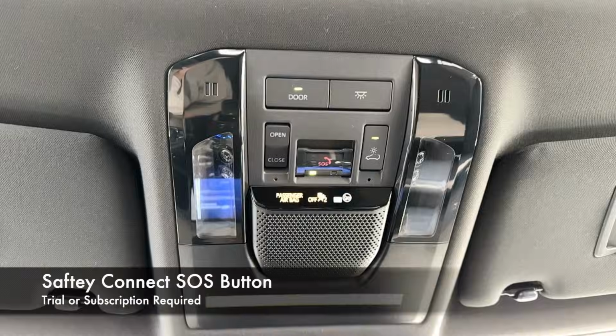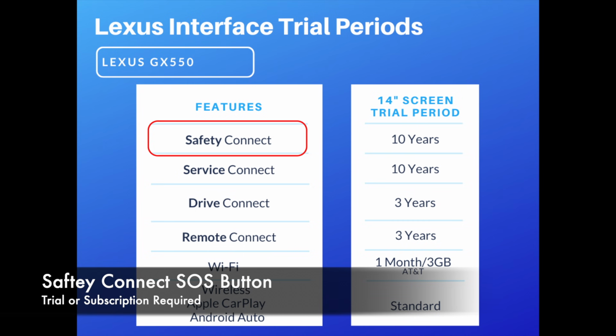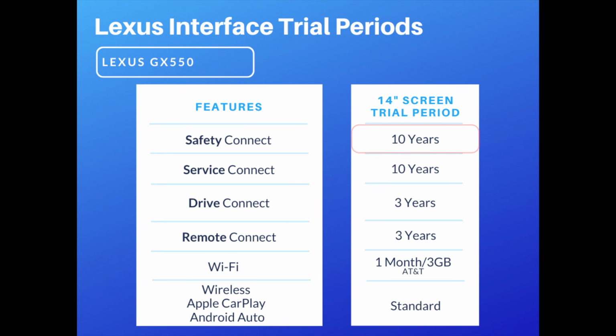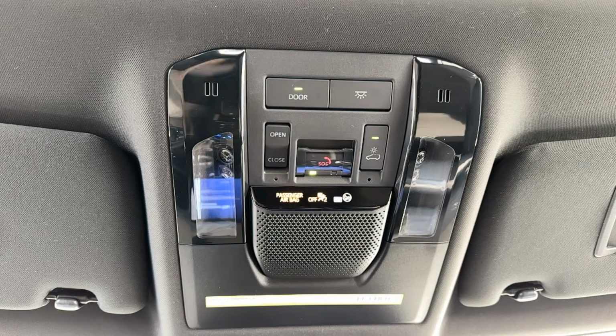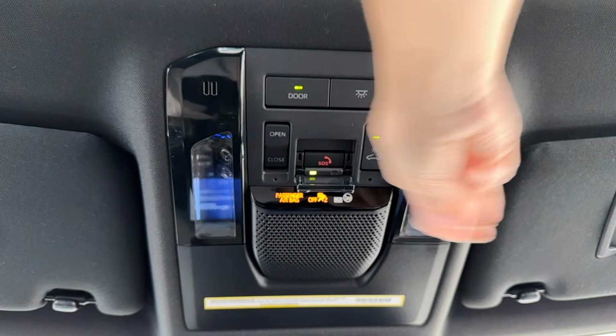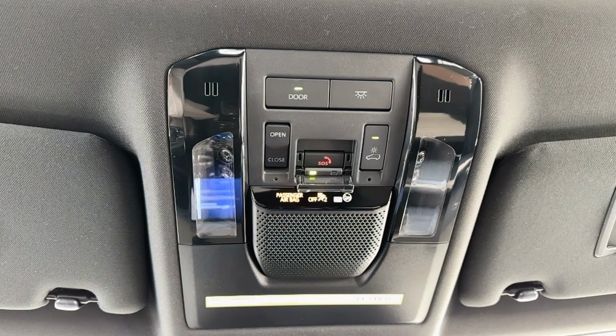Your GX comes with a complimentary trial for Safety Connect. That's your SOS button. It is behind a little door, so make sure that you open that door before pressing SOS if you need emergency or roadside assistance.